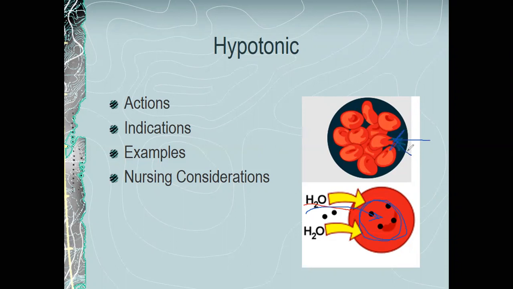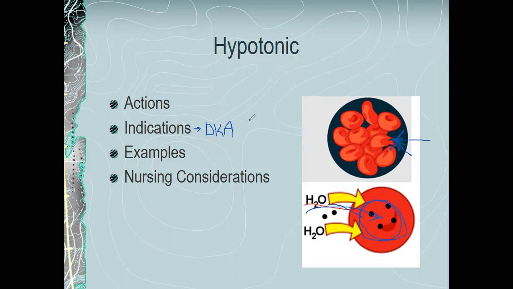So let's talk about what we're going to use these fluids for. As we said, water's going into the cell. So we're going to use it to replace cellular fluid in states where we see intracellular dehydration. So we see intracellular dehydration in DKA, or diabetic ketoacidosis. So you'll see hypotonic solutions used in this case. And then also in hyperosmolar, hyperglycemic state.